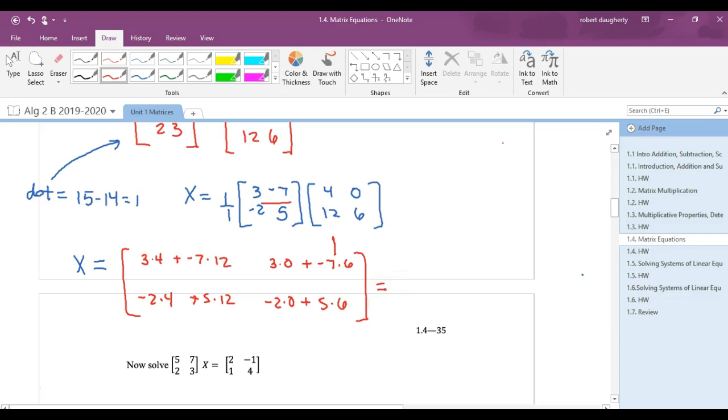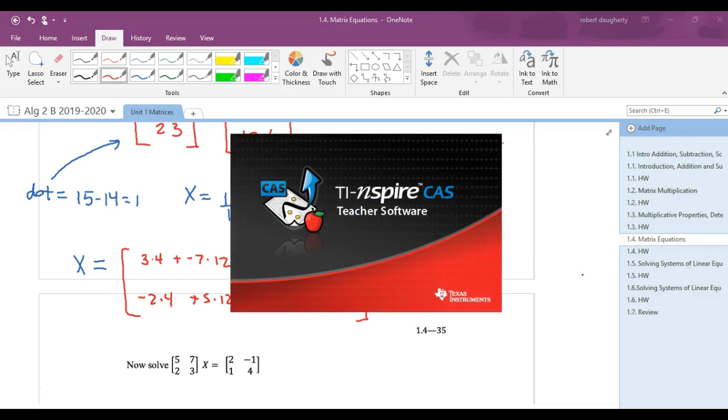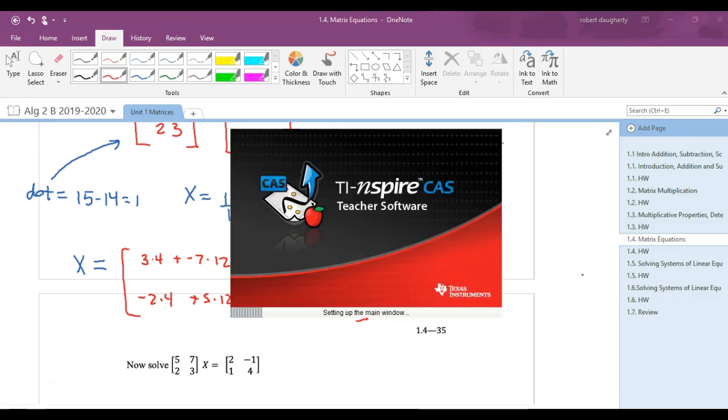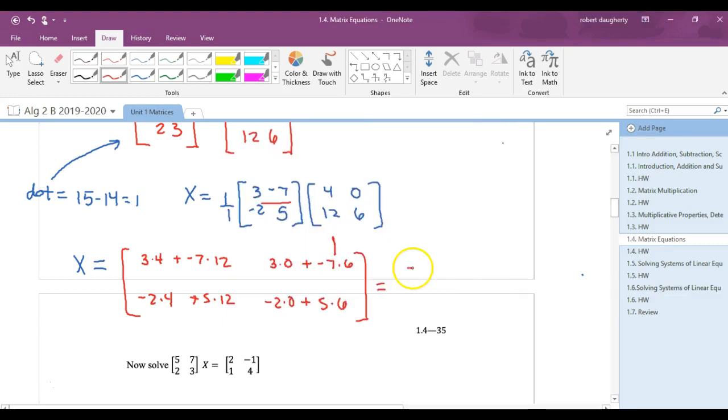And now it's arithmetic. And if you need a calculator for this, you can certainly do it. What is 7 times 12? That's 84. Is that right? So this is 12 minus 84. That's negative 72, right? So that's negative 72. This is 0 minus 42. That one's pretty easy. And this is 60 minus 8. Is that 52? And this is 30 minus 0. That is 30. There we go.